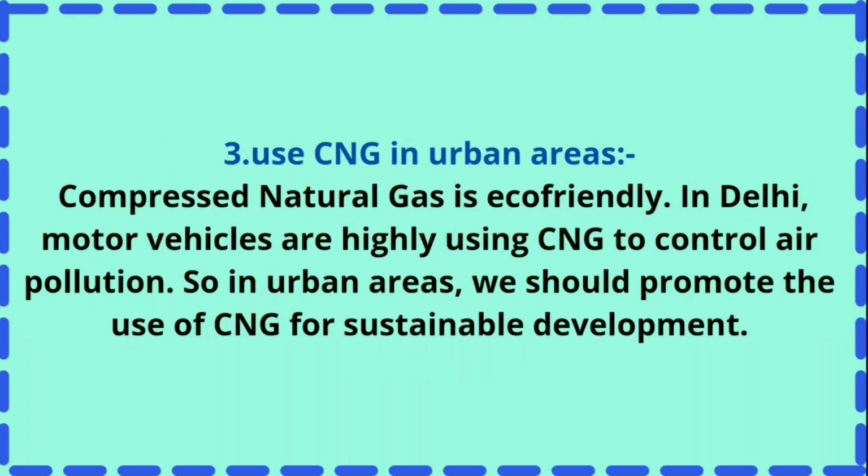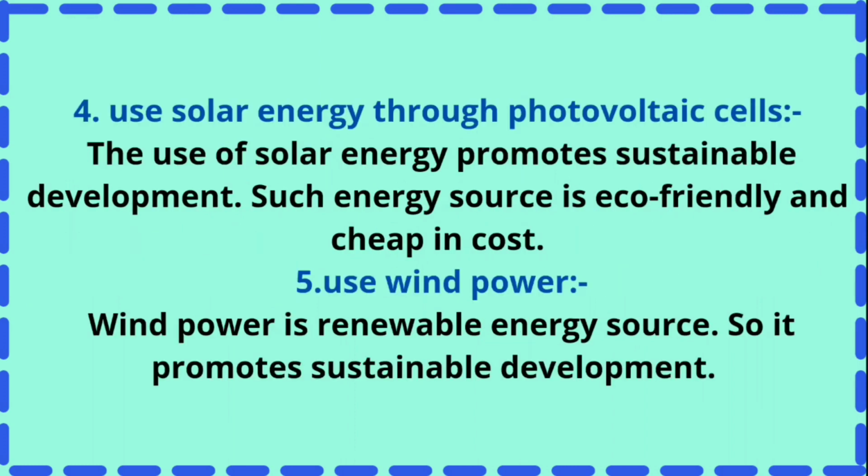Use CNG in urban areas. Compressed natural gas is eco-friendly. In Delhi, motor vehicles are widely using CNG to control air pollution. So, in urban areas, we should promote the use of CNG for sustainable development. Use solar energy through photovoltaic cells. The use of solar energy promotes sustainable development. Such an energy source is eco-friendly and cheap in cost. Use wind power. Wind power is a renewable energy source, so it promotes sustainable development.